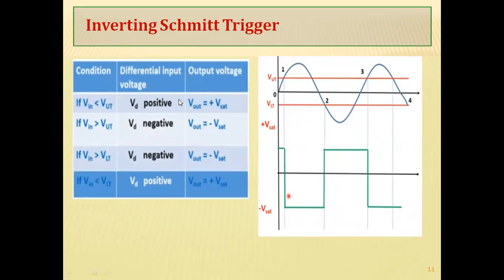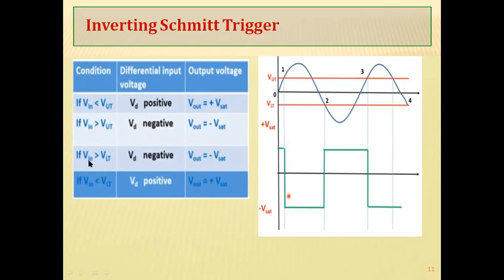You observe here from point 0 to 1, your V in is less than VUT. Whenever your V in is less than VUT, you observe the output voltage is in positive saturation. The output voltage is in positive saturation only from point 0 to point 1. Beyond point 1, your input has increased above VUT, and then till point 2 your output will be in the same saturation region. Whenever your input reaches VLT and starts becoming more than VLT, in that case what happens we'll observe.